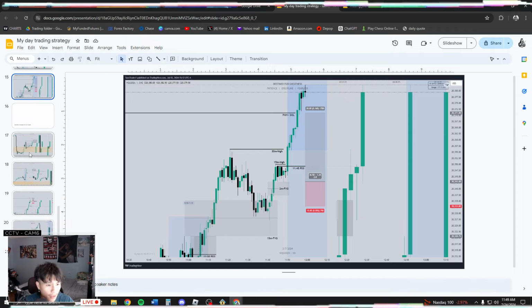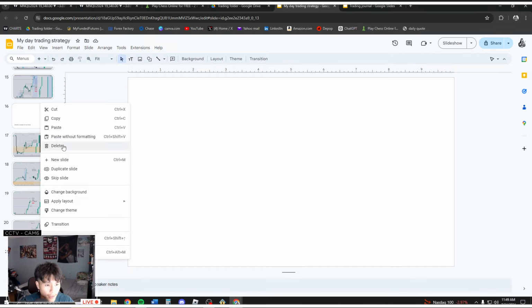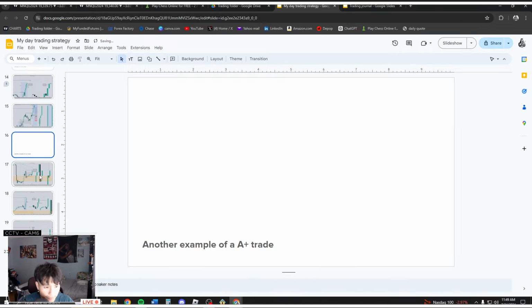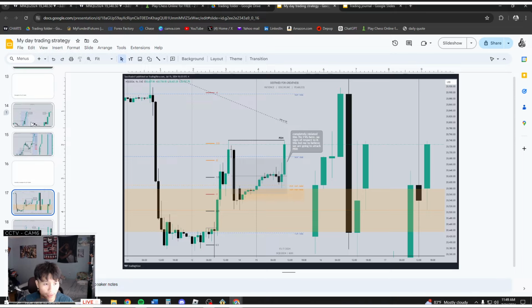And the second trade that I do have actually occurred July 15th, 2024. So about a week has passed since the first example. So that's the second example here.